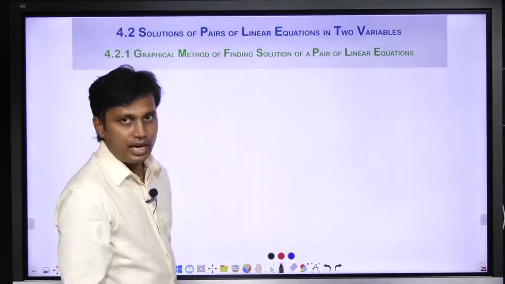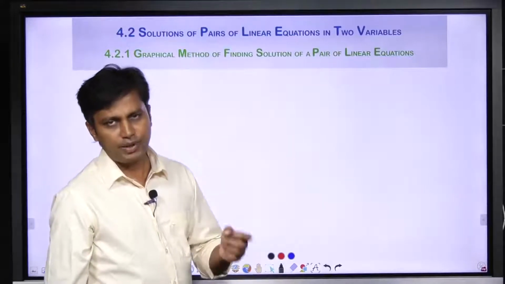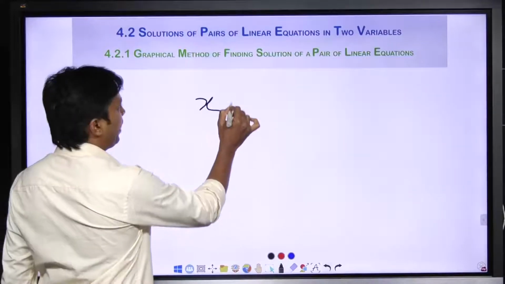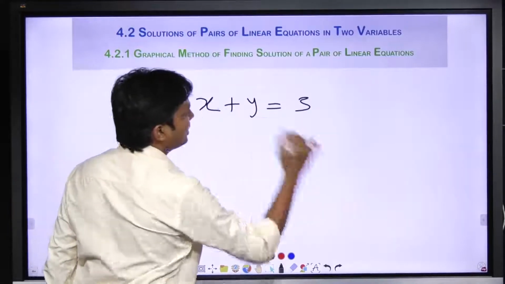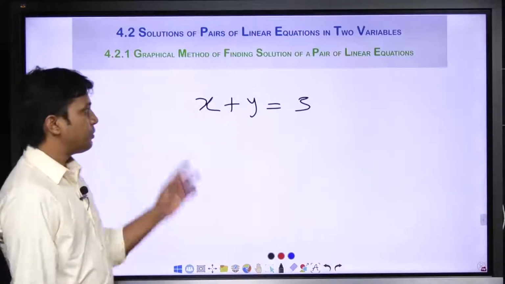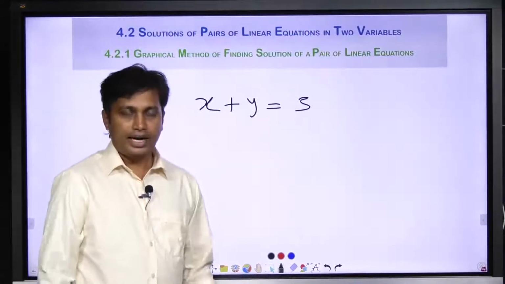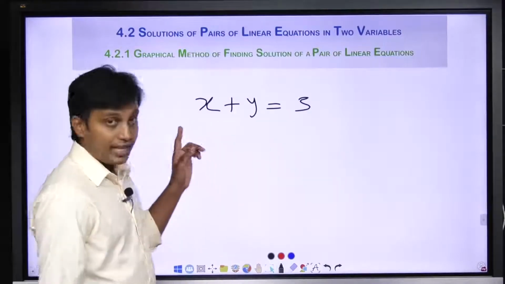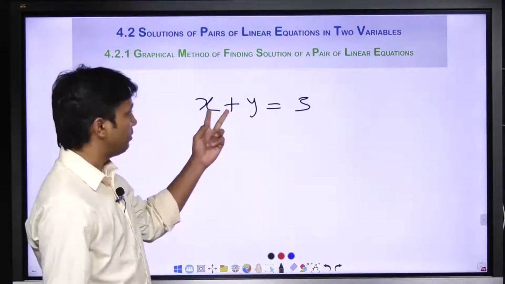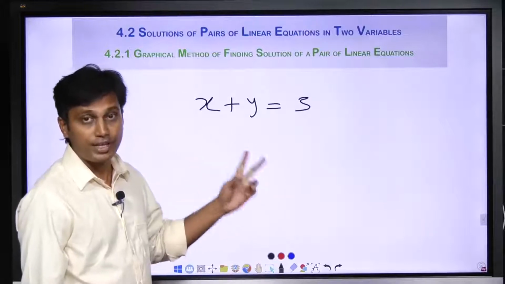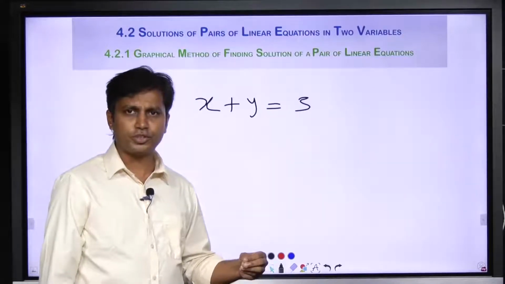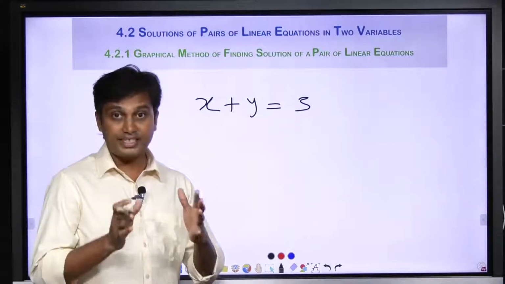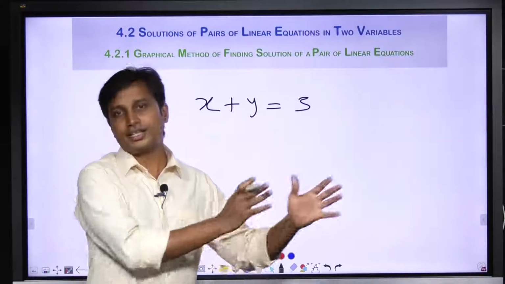Just look at this. I'll give you a small, very simple example so that we can verify easily. See here, x plus y equal to 3. And I said that solution means the value of the variables. Here two variables are there, so for these two variables we have to give some values so that it will be equal to 3. That means LHS becomes equal to RHS, right?